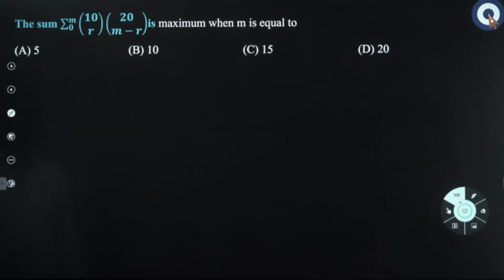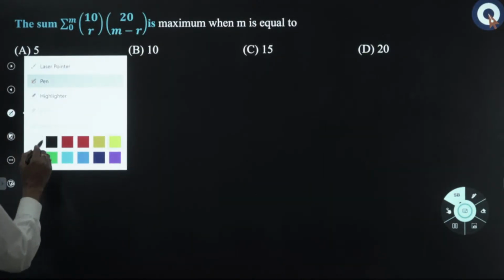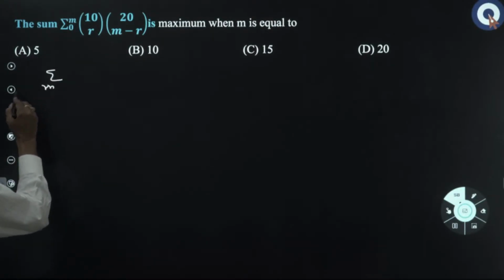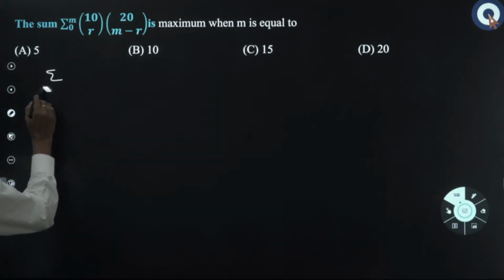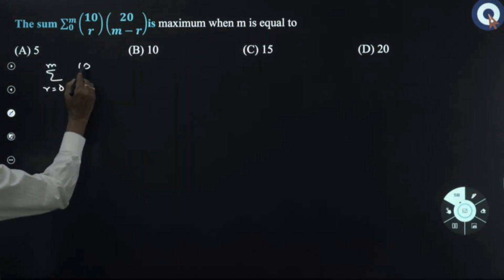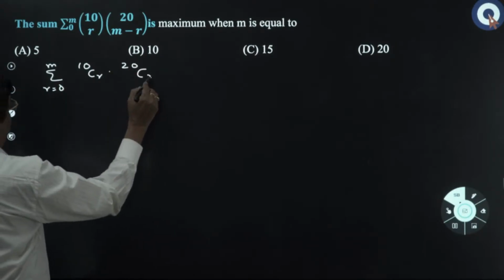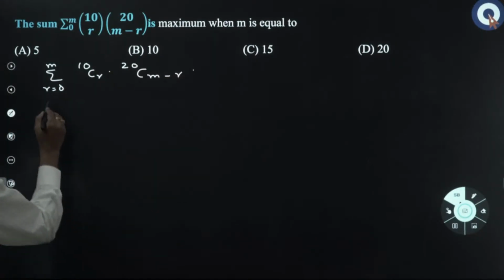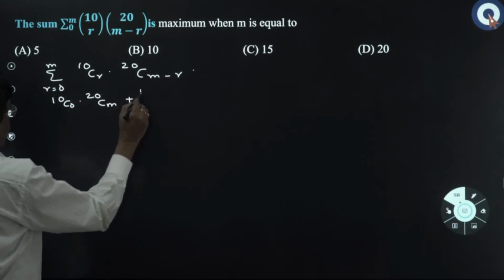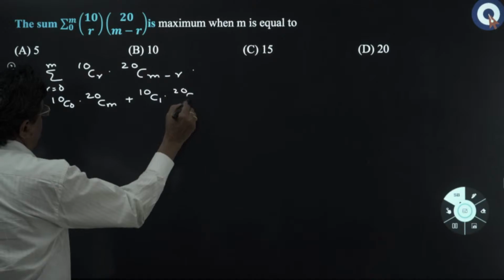Now, this is sigma r equal to 0 to m of 10Cr into 20C(m minus r). So that means what we are having is 10C0 into 20Cm plus 10C1 into 20C(m minus 1), and so on.